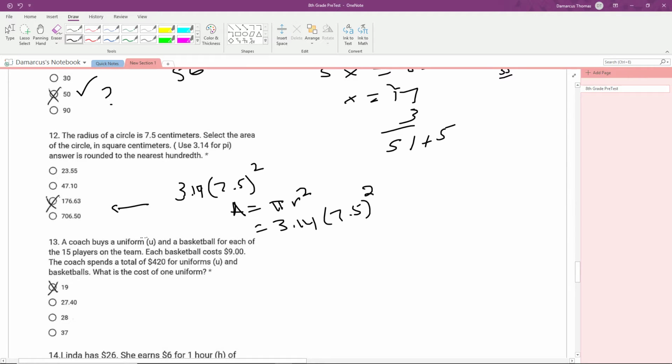A coach buys uniforms and a basketball for each of the 15 players. Each basketball costs $9, and the coach spends a total of $420 for uniforms. What is the cost of one uniform? So each basketball costs $9 and 15 players. So first it's going to be 9 times 15. That's already 90 plus 45, $135. And now let's subtract that from 420.